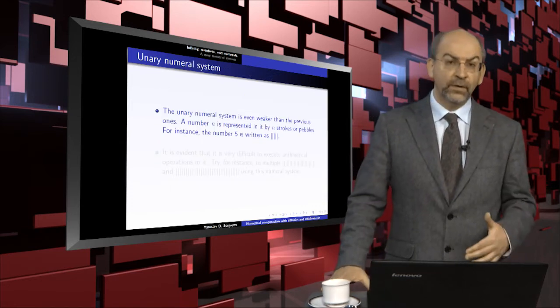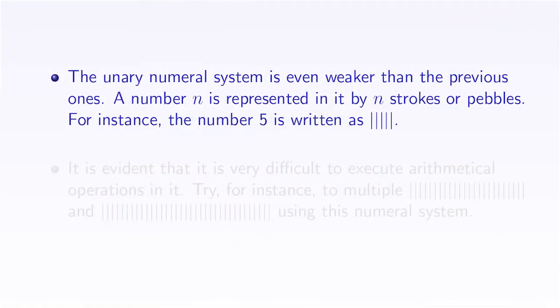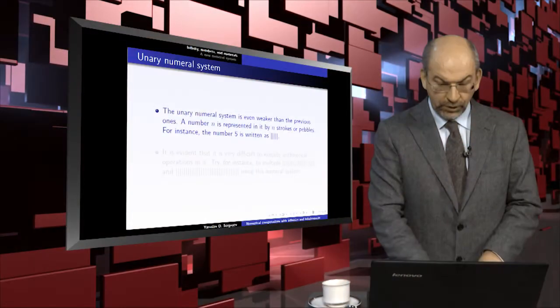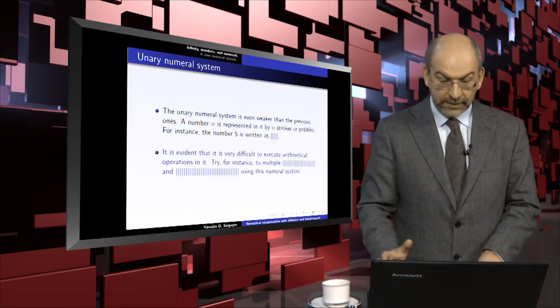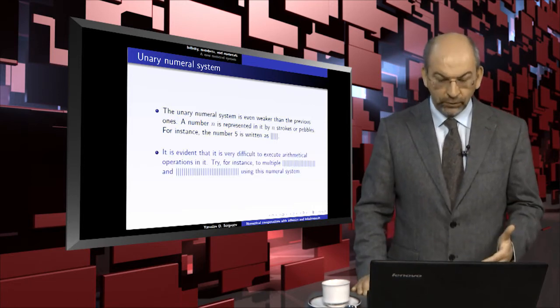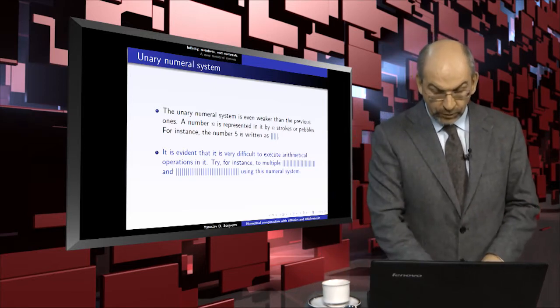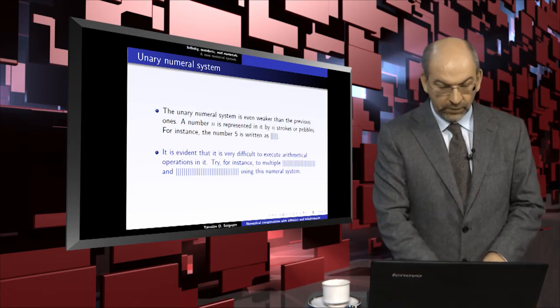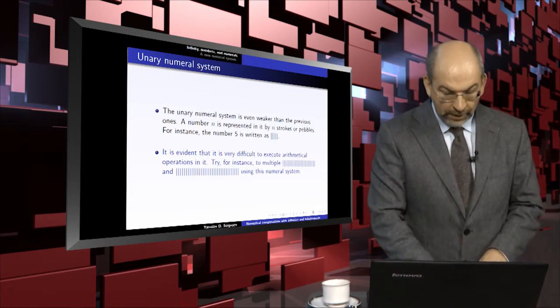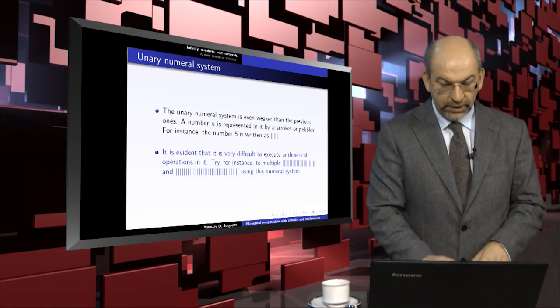There exists even weaker numeral system. For example, the unary numeral system is this. We represent in this system numbers by strokes or pebbles, and this is the representation of number 5. It's clear that it is extremely difficult to express huge numbers in this numeral system and to execute operations with them. There are practical difficulties because when you start to calculate the number of strokes here, you inevitably will make errors. There exists even weaker numeral system.